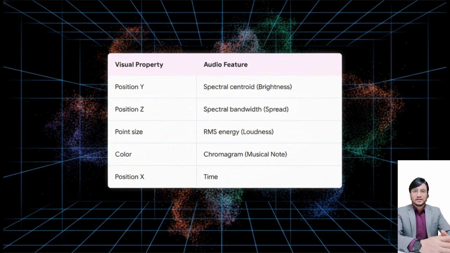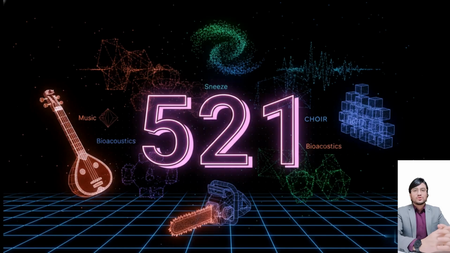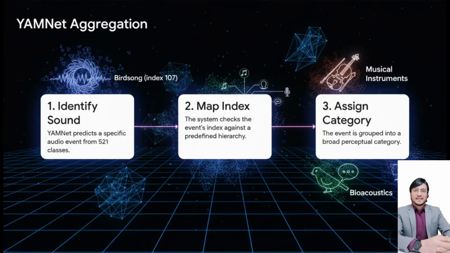And this table, this is the complete blueprint. Position Y, that's the brightness we just talked about. Position Z, the depth. That's the spectral bandwidth, basically how spread out the sound's frequencies are. The size of each little point, that's its loudness. It's RMS energy. And the color, of course, represents the musical note. With the x-axis just being time moving forward, every single point is placed exactly where it should be, according to these rules. But visualizing the sound is really only half the story here.